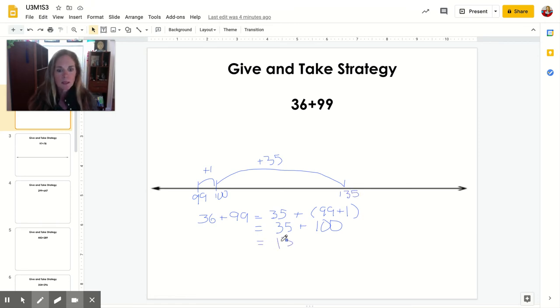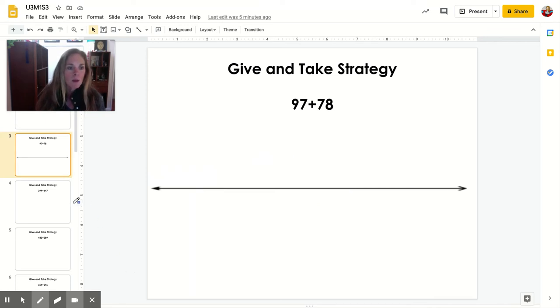So do you see how when you look at these two numbers, you're thinking, oh, wow, if I could just make that 100, that'd be so much easier? And guess what? You can do it. It's like magic. It's called give and take strategy. So let's change our slide. And using the same strategy, we're going to try this with a slightly more difficult problem.